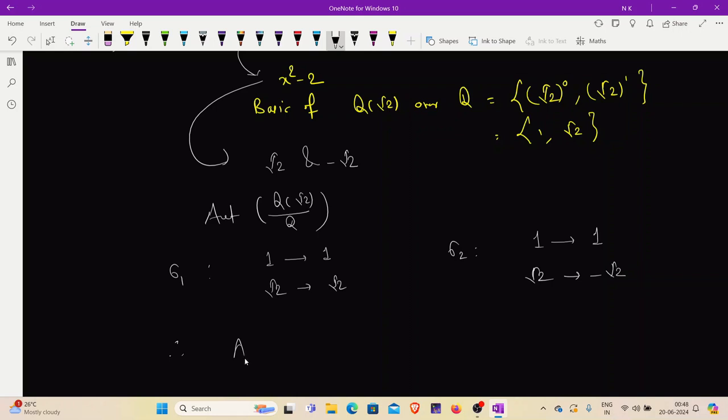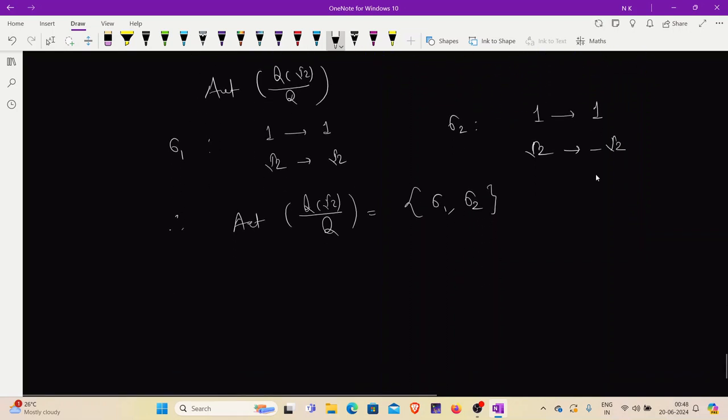So therefore Aut of Q(√2) over Q will have two elements. One is sigma 1, second is sigma 2, where sigma 1 maps √2 to √2, and sigma 2 maps √2 to minus √2. One more thing I would like to add here. So this is the completion of the solution.